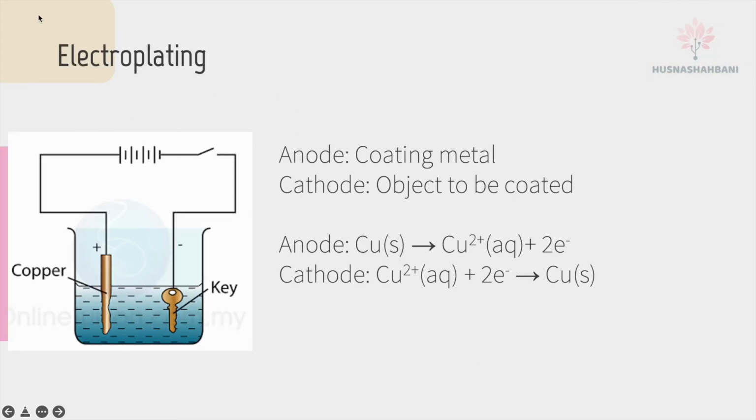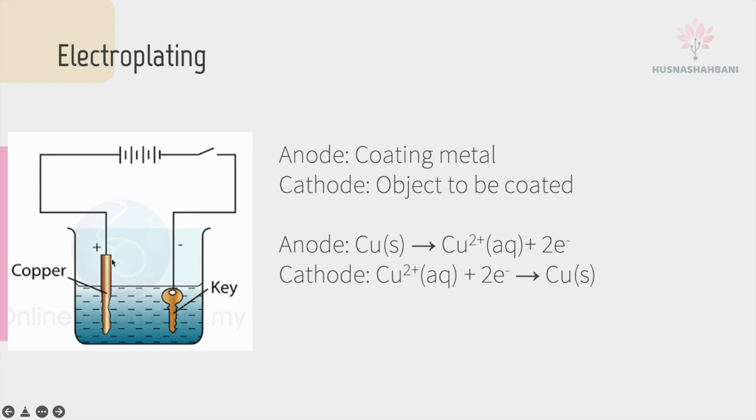Okay, first, let's take a look at the first use of electrolysis, which is electroplating. You have an object and you want to coat that object using a certain metal. For example, we have a key and you want to coat the key using copper. That's what we call electroplating. You put a thin coat on the desired object.